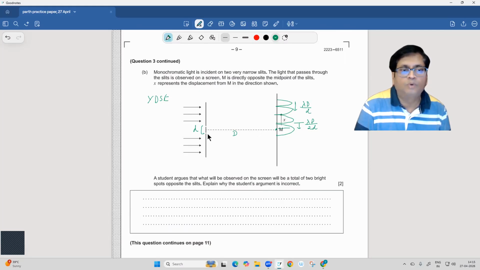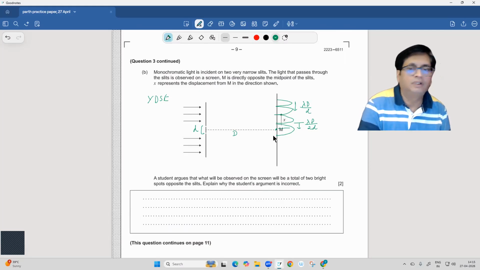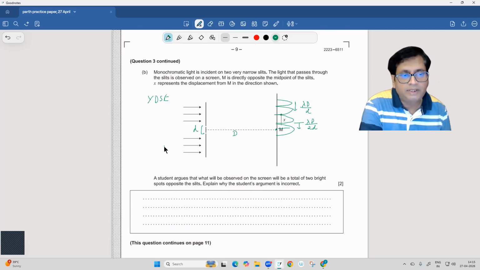Opposite the slit, though, no. That is as per the conventional model. According to this student, there are two slits. That's how any common sense person will think. That is going like this, will reach here to a bright spot, and again a bright spot. And the rest of the points will be all dark, right?